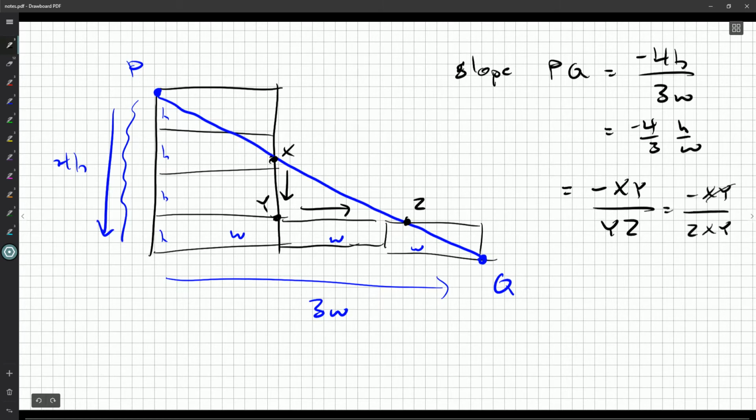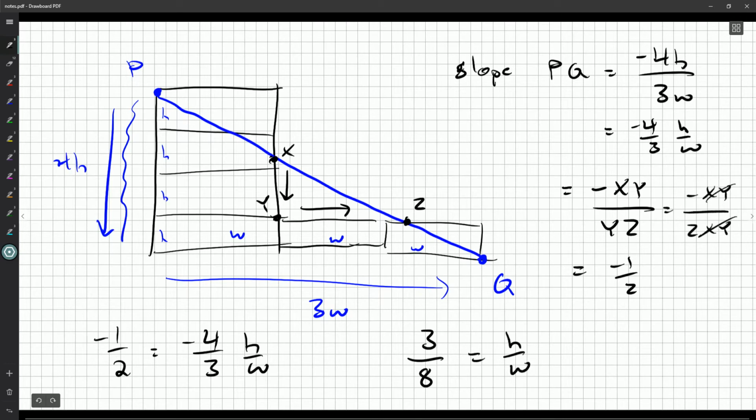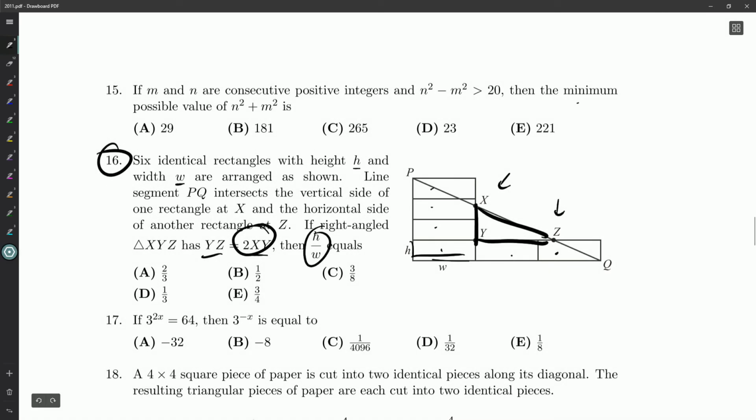Dividing through by XY, whatever it is, it'll just nicely divide. We get the slope of PQ is negative 1/2. So negative 1/2 is negative 4 over 3 times the ratio we want. Well, multiply both sides by 3. Divide both sides by negative 4. These minus signs will cancel out. And we'll just be left with H over W, which is exactly what we want. So 3/8, I think I spied that somewhere. There it is. It's C.